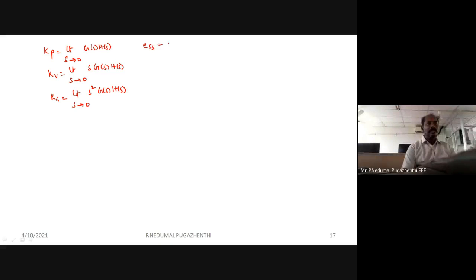The steady state error based on Kp is 1 by 1 plus Kp. The steady state error based on Kv is 1 by Kv. The steady state error based on Ka is 1 by Ka. For all these values, if your input is not unity, that is, if it is a unit step, unit ramp or unit parabolic, then your steady state error will be the input divided by the static error constant. You have to be very specific. These are all the errors based on static error constants.